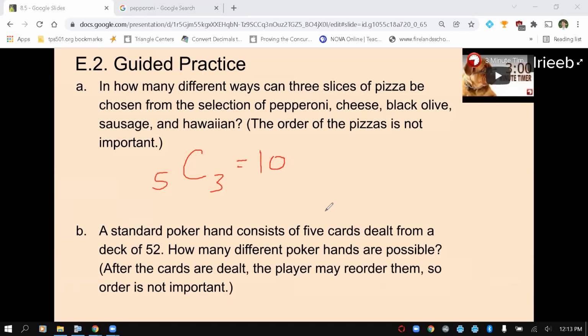you could think of it like, how many different ways can you hold up 3 fingers? Right? 1, 2, 3, 4. No. Oh gosh. 5, 6, 7, 8, 9, 10.